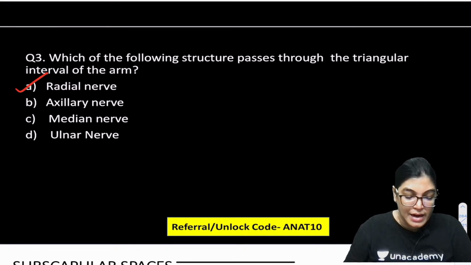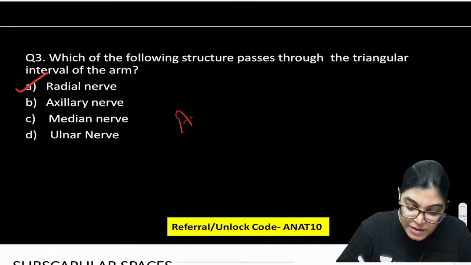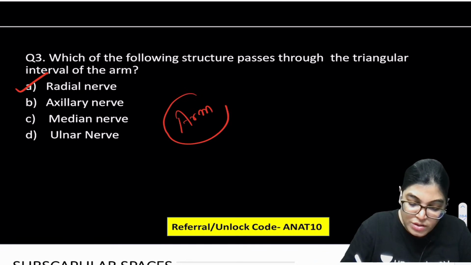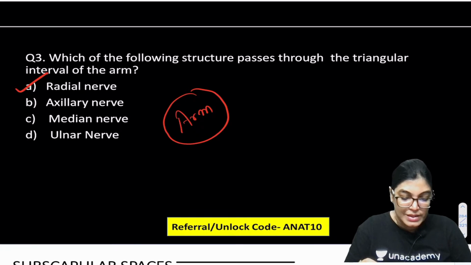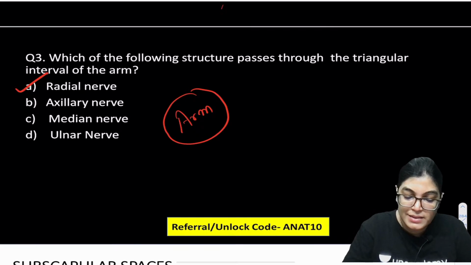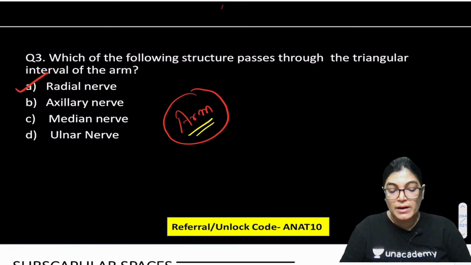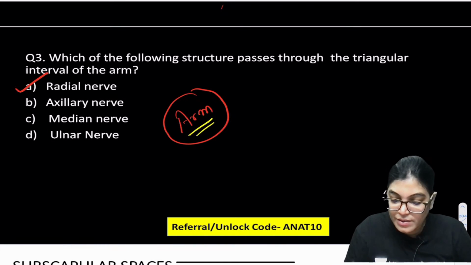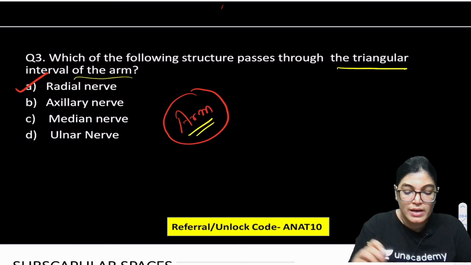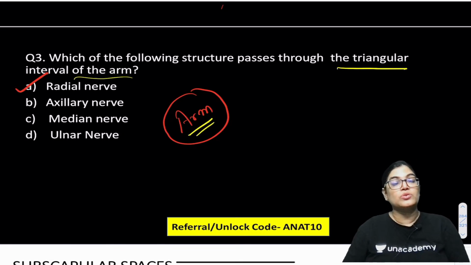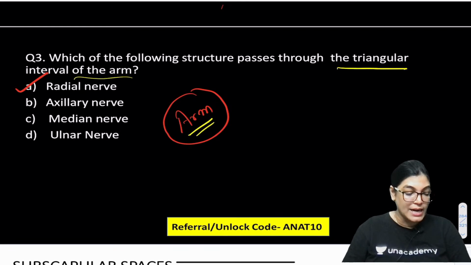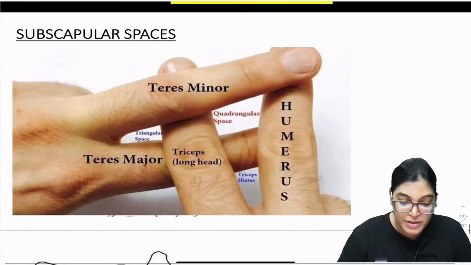So yes, Sri Rangraj, actually it's for the arm, okay. You can get confused with the axillary nerve. You may have thought it is the upper scapular triangle, no, it's the triangular interval of the arm. Two structures pass through it, the radial nerve and the profunda brachii artery. Let me show you the explanation, don't worry.